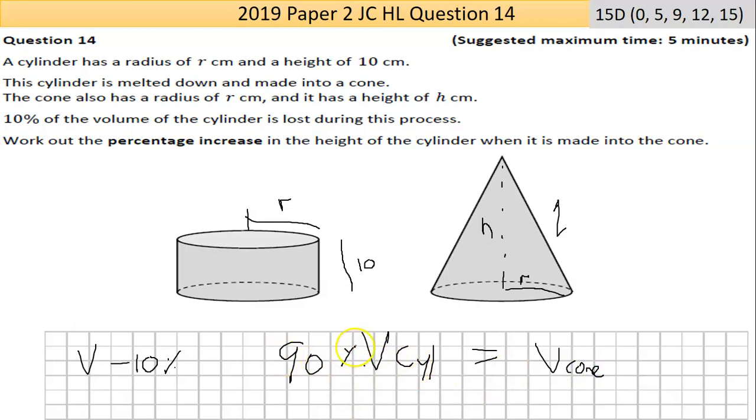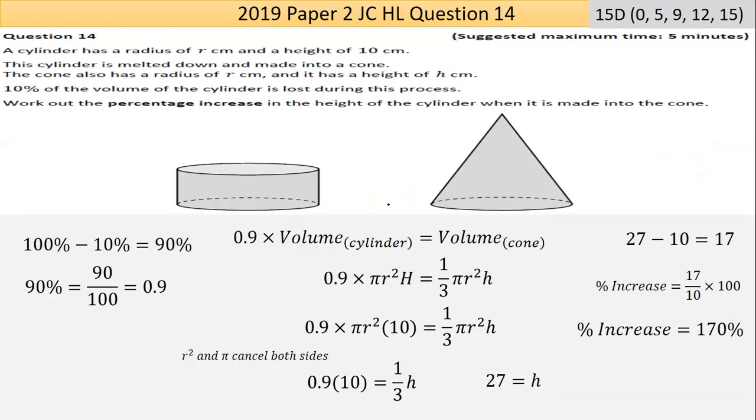Now I've done that one in notes, so we're looking, at the end of it all, to work out the percentage increase of the height of the cylinder when it was made into a cone. So how much has the height increased? Let's flick on to the answer here. I've said that already here. 100% take away 10% gives 90%.